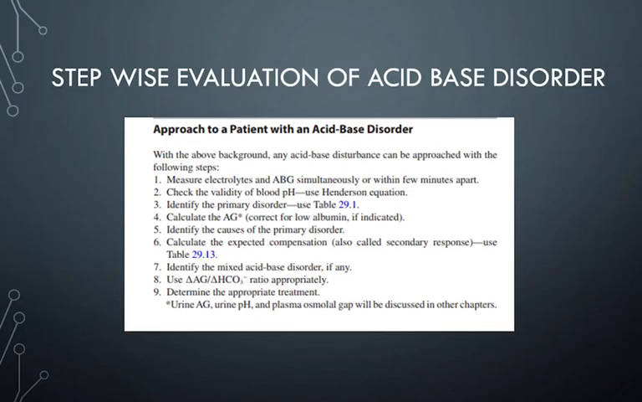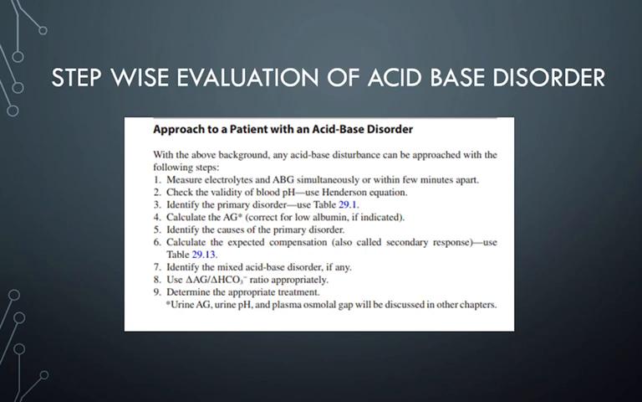Now, how do you evaluate an acid-base disorder, especially metabolic acidosis? There are at least 9 or 10 steps involved in the analysis of an acid-base disorder. You have to measure the electrolytes and arterial blood gas simultaneously or within a few minutes apart, because the conditions can vary rapidly. So you need almost simultaneous measurements, or within a short interval.